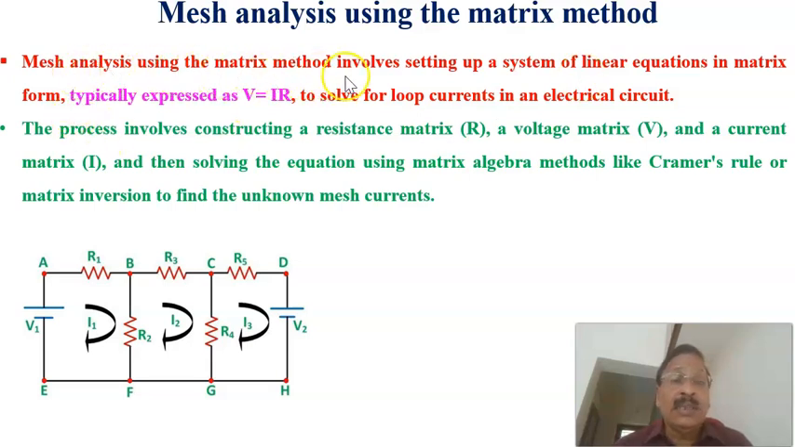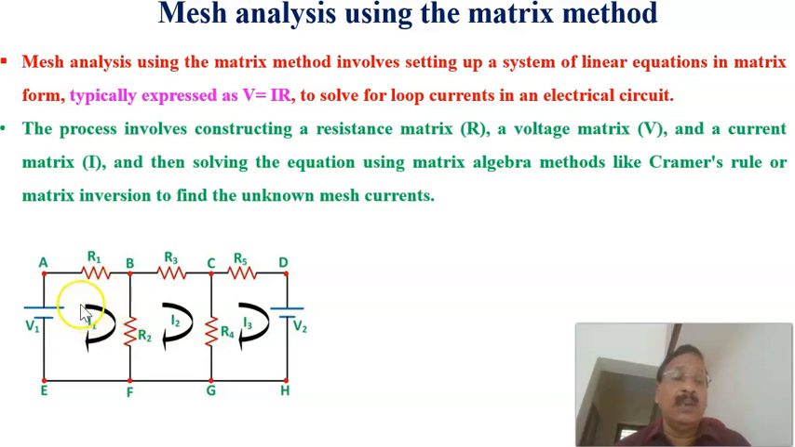Mesh analysis using the matrix method involves setting up a system of linear equations in matrix form, typically expressed as voltage V equal to I into R, current into resistance, to solve for the loop currents in an electrical circuit. The process involves constructing a resistance matrix R, a voltage matrix V, and a current matrix I, and then solving the equation using matrix algebra methods like Cramer's rule or matrix inversion to find the unknown mesh currents.